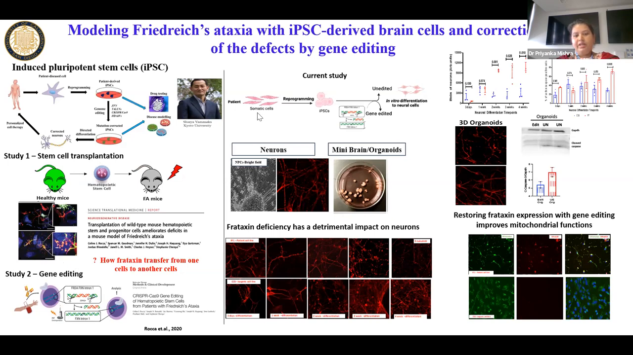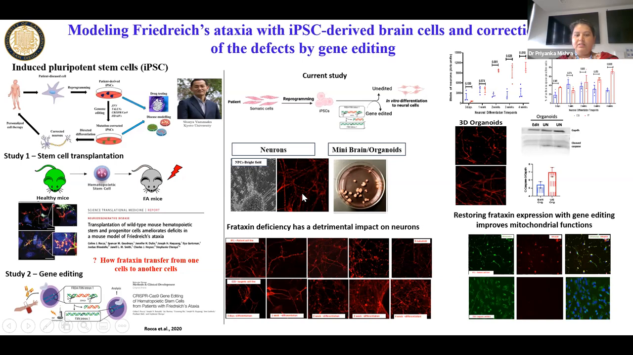For this, we have iPSC and we differentiated these iPSC into neurons in the lab. We are also doing CRISPR-Cas9 gene editing to edit these cells, so we have a patient line and a gene-edited corrected line as a control. This is a representative picture of how the neurons look: a bright field image and a beta tubulin staining. From these iPSC, we are also making a mini brain, which is called an organoid.